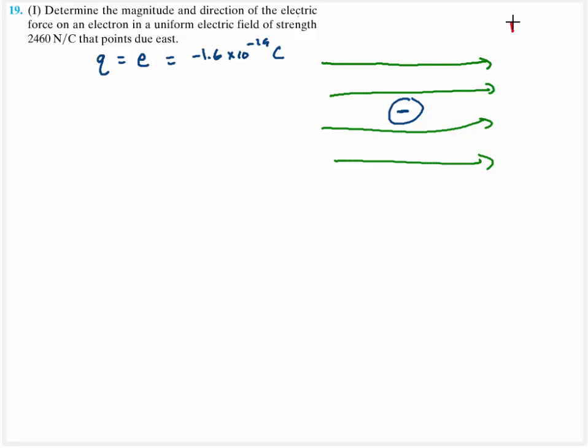And now we have an electron that's going to be in an electric field. So I've kind of drawn it. My electric field is pointing to the east, so west is kind of over here. And I'm just looking for the force on that.